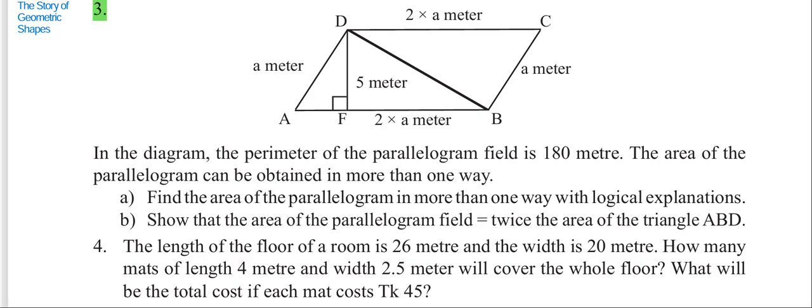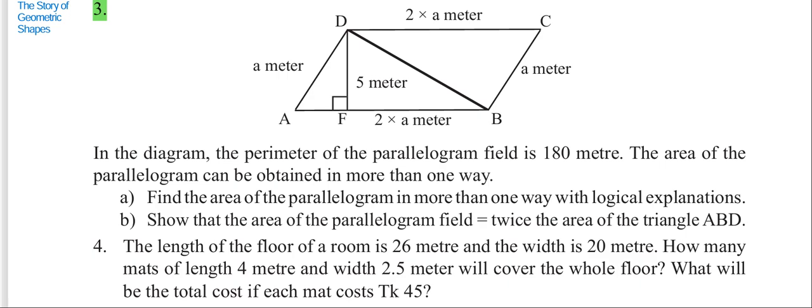The stem says, in the diagram, the perimeter of the parallelogram field is 180 meter. The area of the parallelogram can be obtained in more than one way. The first question A is, find the area of the parallelogram in more than one way with logical explanation. The second question B says, show that the area of the parallelogram field equals twice the area of the triangle ABD.